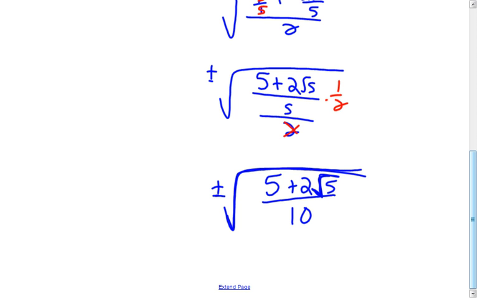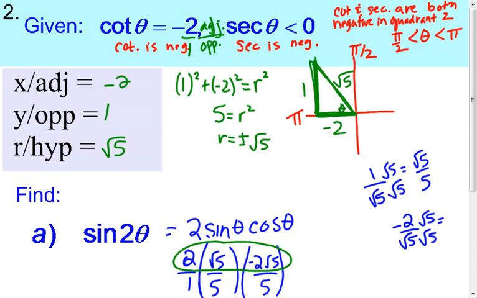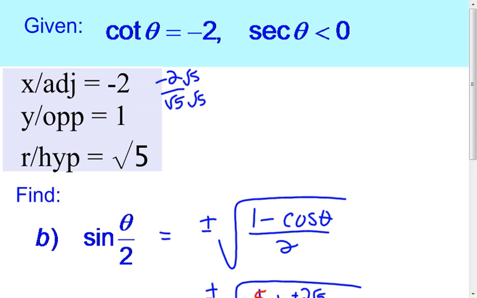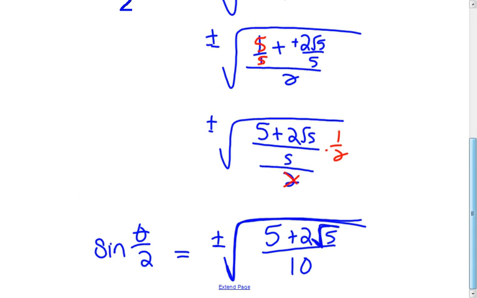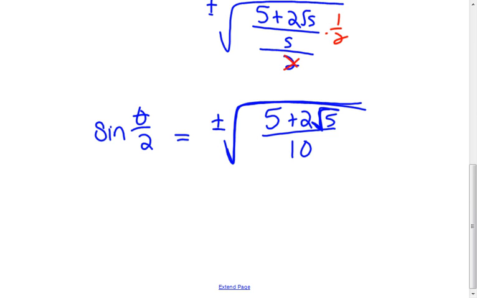So again, you guys, what I'm asking you to find in this problem, if you remember, and it's been a while since we've seen it, is sine of theta over 2. From a couple screens ago, we figured out that theta itself was between pi over 2 and pi. But I'm not asking you to find where theta is here. I am asking you to find where theta over 2 is.